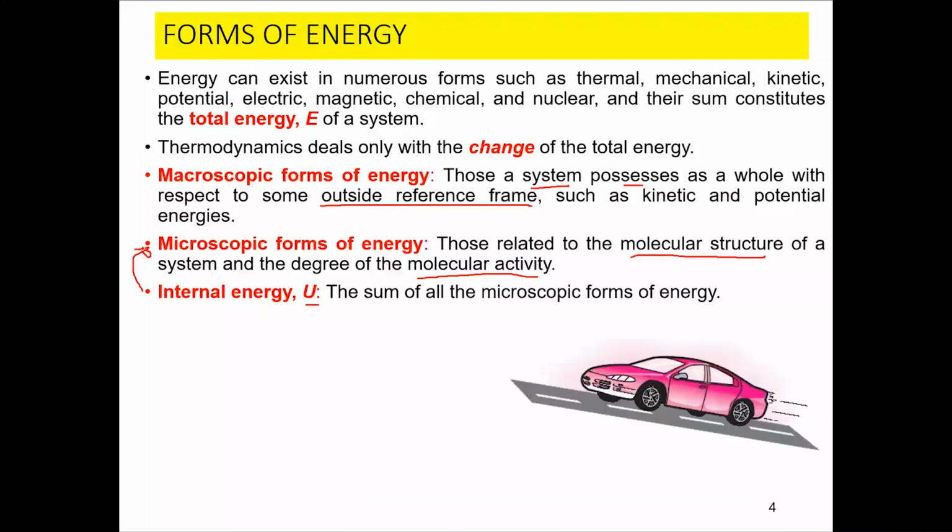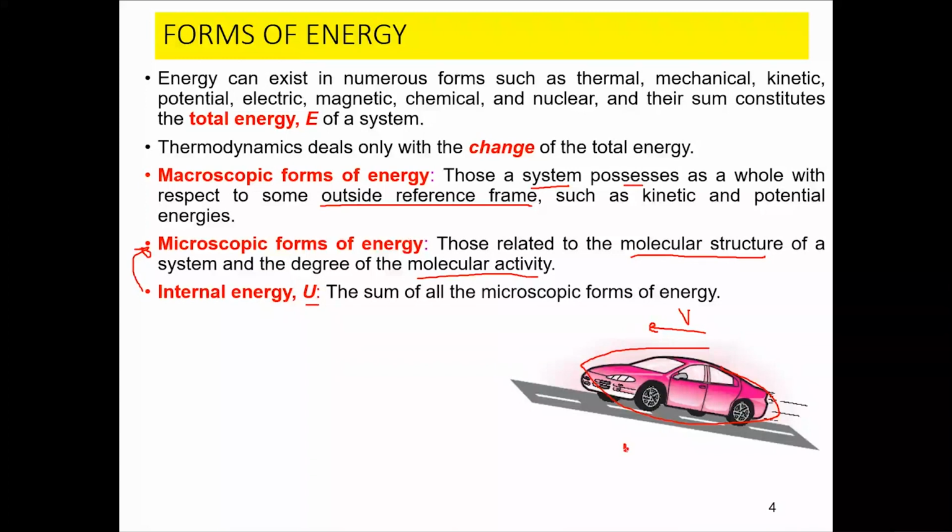When I say the macroscopic energy of the system with respect to some outside reference, let's say this car is my system. If this car is my system and it is moving at a certain velocity v meters per second, and I'm sitting in the car, with reference to me, is the car moving at v meters per second? No. If I'm sitting within the system, the velocity of the system is immaterial to me. But if I'm standing somewhere over here with my reference, the system would be moving at a velocity v.